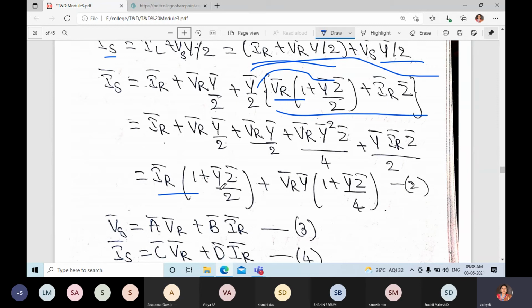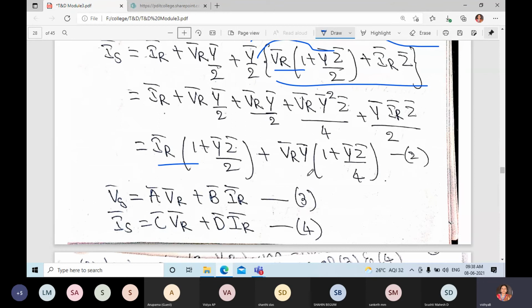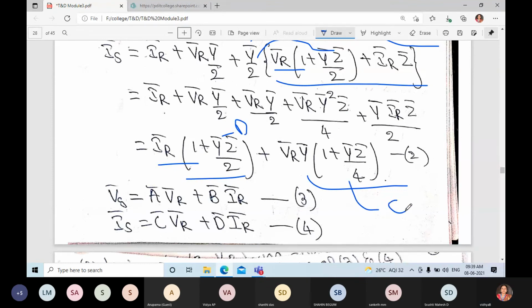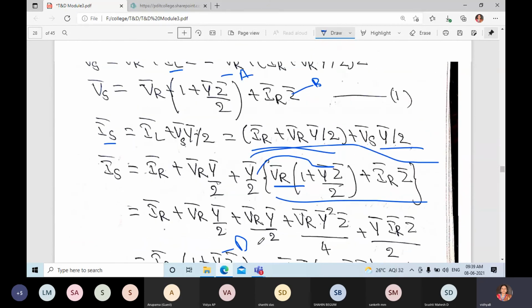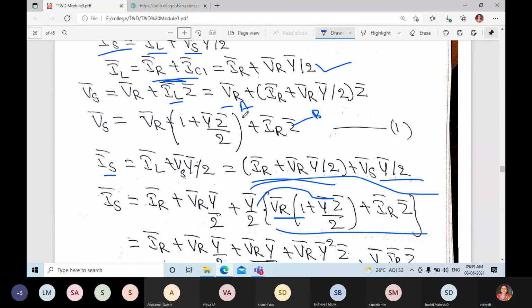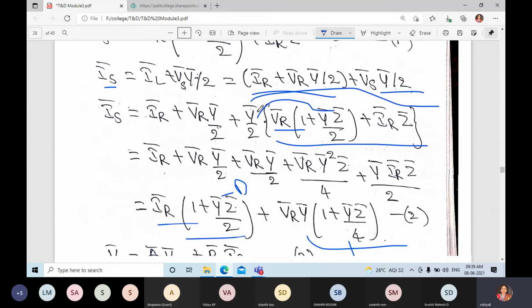That means Is is equal to C into VR plus D into IR. This is the value of C and this is the value of D. Is is equal to C VR plus D IR, which is in the standard form. So we can write this as D and this as C. Now you observe the D value we got in the Is equation and what we got in the Vs equation; that will be similar.